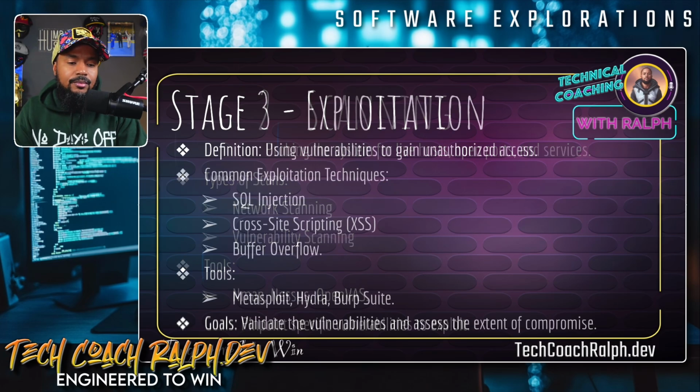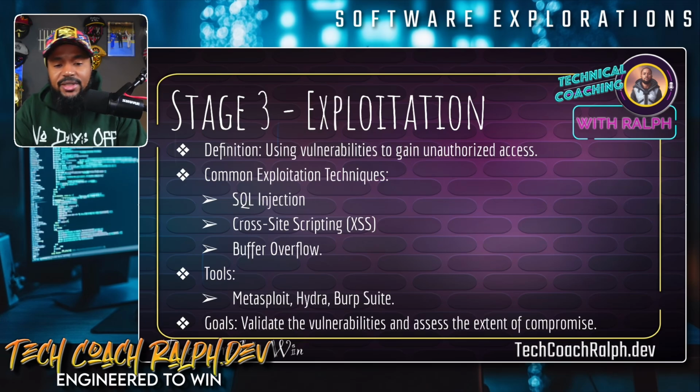Okay. Now, stage 3, exploitation. The definition of exploitation is using vulnerabilities to gain unauthorized access. Some common exploitation techniques: SQL injections, cross-site scripting (XSS), and buffer overflow. I'm familiar with SQL injection. I'm familiar with cross-site scripting. I'm not familiar with buffer overflow. Some tools used for exploitation would be Metasploit, Hydra, and Burp Suite.